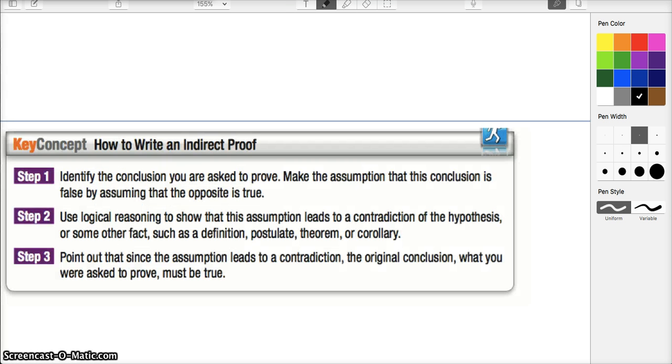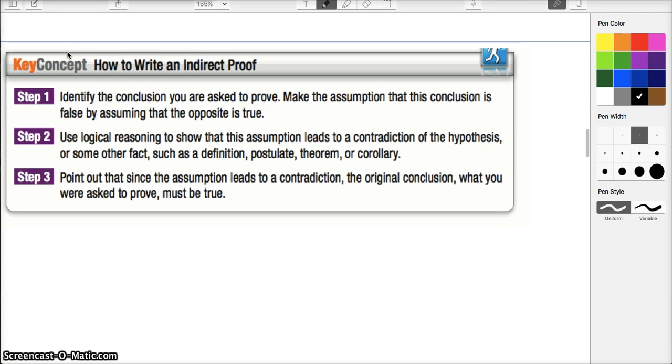Well, before we look at some examples, let's look at this key concept block. I think it'll make things a little bit clearer. How to write an indirect proof. Our first step is to identify the conclusion you are asked to prove. Then make the assumption that this conclusion is false by assuming that the opposite is true. Now you're going to use logical reasoning to show that the assumption leads to a contradiction of that hypothesis or of some other fact, such as a definition, a postulate, a theorem, or a corollary. Point out that since this assumption leads to a contradiction, the original conclusion which you were asked to prove must be true. Okay? All right.